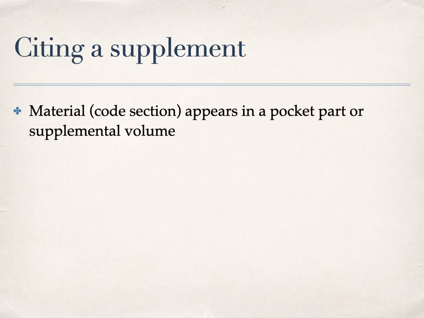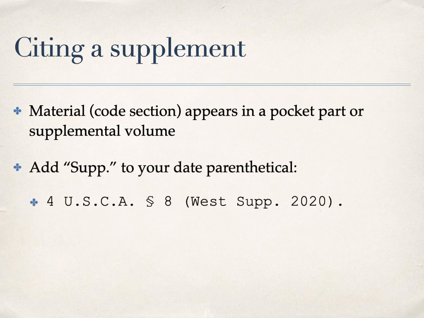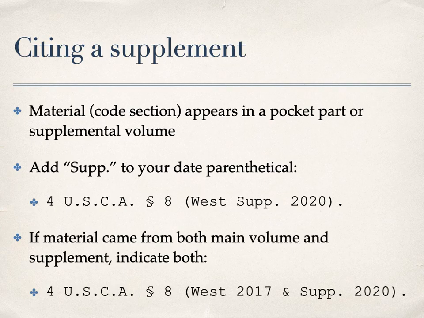When working with print statutes, the material that you want to cite may not appear in the main volume of the statutes. Instead, it may appear in one of these supplemental type materials. This is how you let your reader know where to find that material in a supplement in print. If you're citing material contained only in the supplement or pocket part, you will simply add SUPP period between the publisher and the year of the supplement or pocket part. If, on the other hand, you're citing material that appeared in both the main volume and the supplement, include the date for the main volume after the publisher and the supplement information, and you're going to separate both of these pieces with an ampersand, as you can see here.